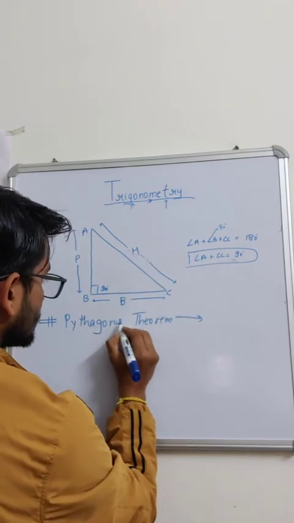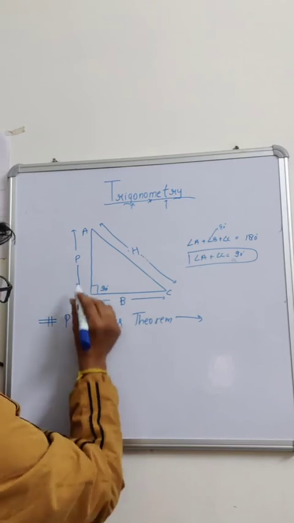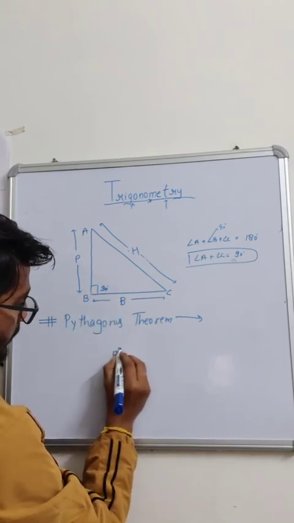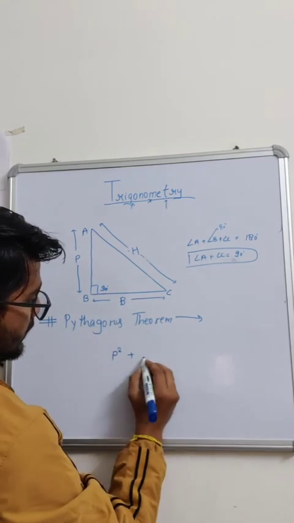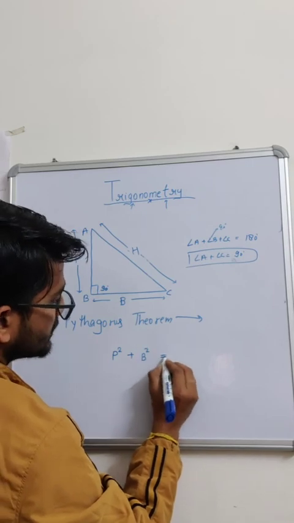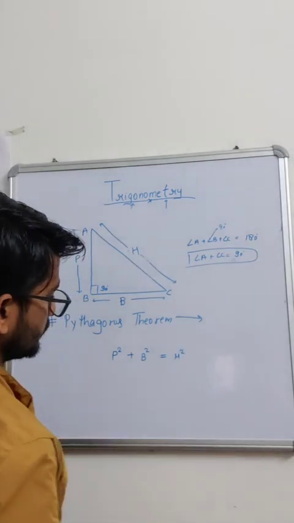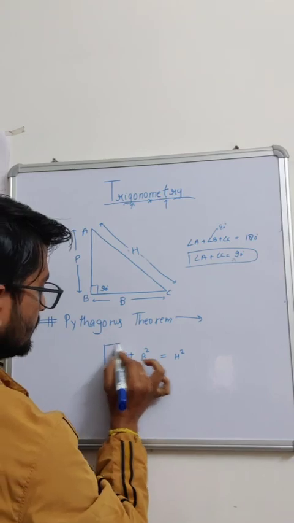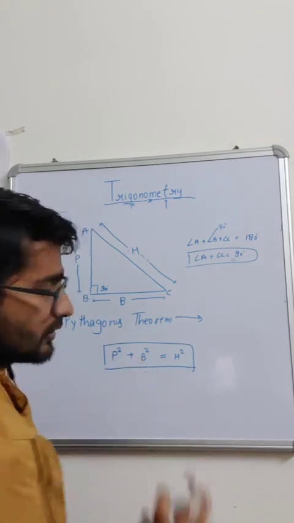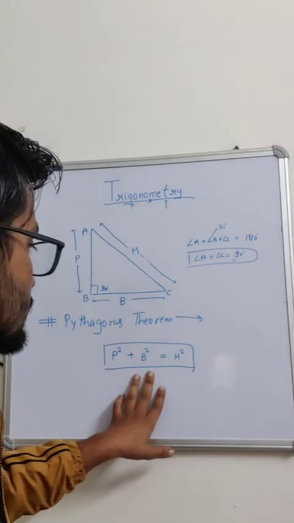So what Pythagoras says: the sum of the squares of the perpendicular length and the base is always equal to the square of the hypotenuse. This is very easy to remember.